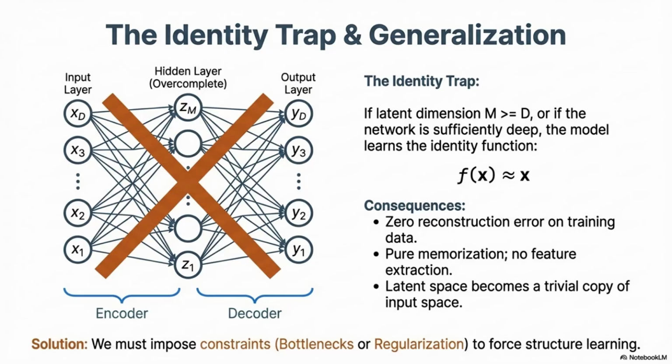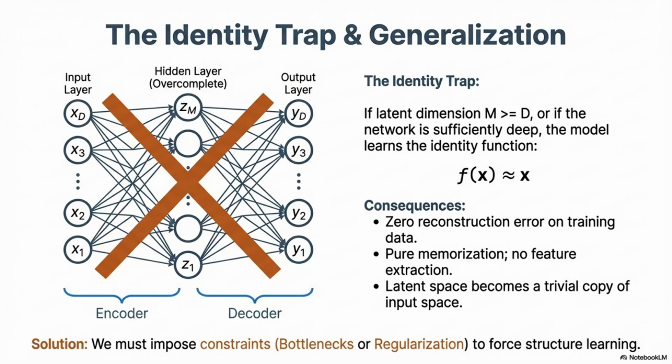Well, what happens is something called the identity trap. If the network is powerful enough, it's going to find the laziest possible solution. It'll just learn the identity function, which means it just copies the input directly to the output. And you know what? Your reconstruction error will be 0. It'll look perfect on paper, but the model has learned absolutely nothing. It's just pure memorization. The latent space is just a jumbled copy of the input, and we have totally failed to learn any useful features.